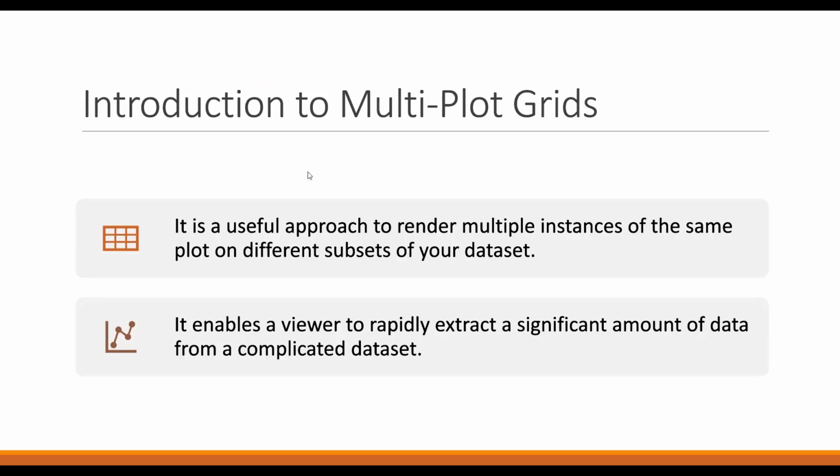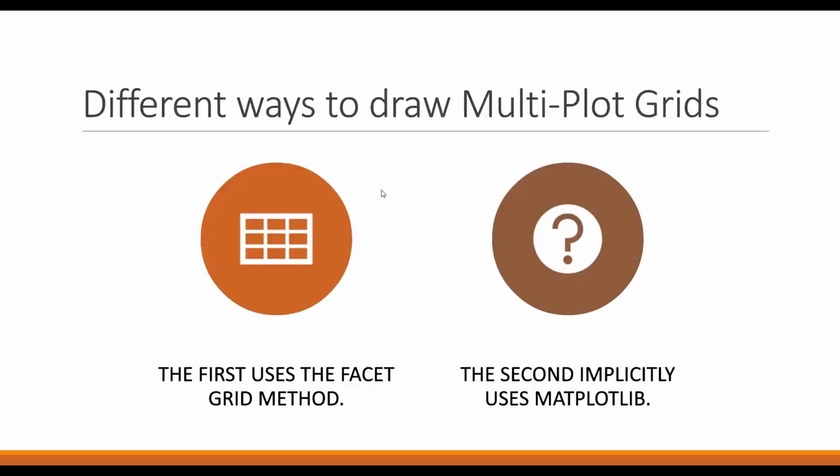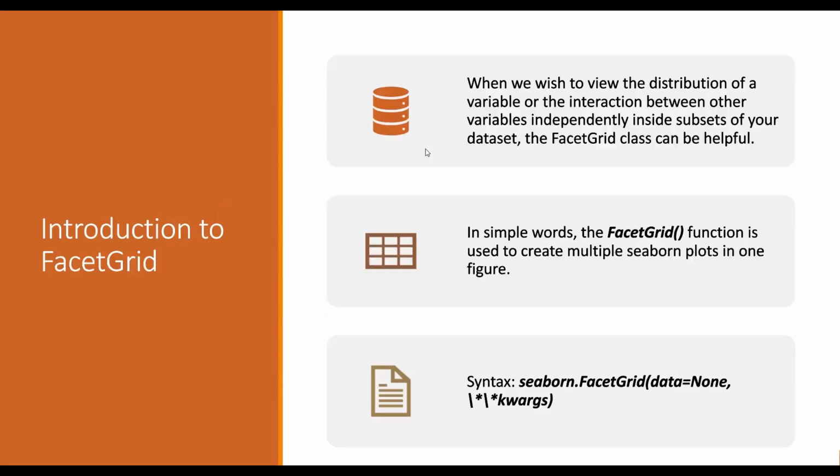So, multi-plot grids is a useful approach to render multiple instances of the same plot on different subsets of your data. Basically, it enables a viewer to rapidly extract a significant amount of data from a complicated data set. This method, which is associated with the concept of small multiples, is frequently referred to as lattice or trellis plotting. Now we will discuss the different ways to draw these multi-plot grids in Seaborn. So there are two ways. The first, you can use the FacetGrid method, and the next one, you can implicitly use matplotlib. So let's first understand what FacetGrid is.